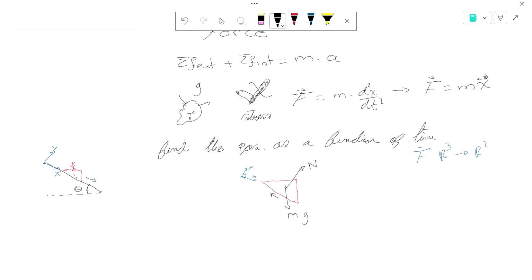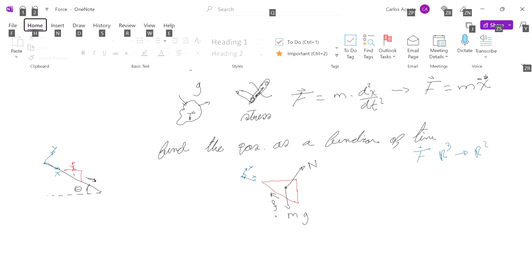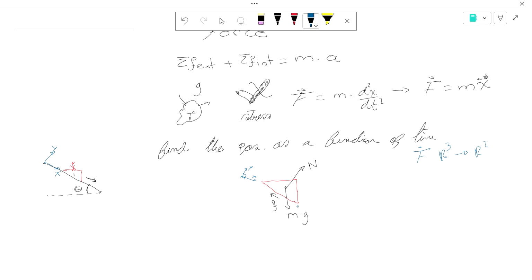If I'm interested in saying what's the force needed for the system to go up, then my friction will be in the opposite direction. But let's say right now our system is moving down the hill. Okay, so this is going to be my force of friction. Another thing that we're missing here is the angle. So the angle is theta.